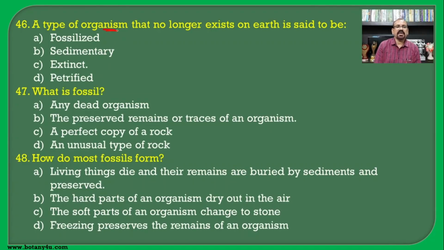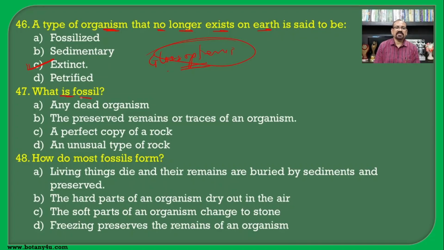A type of organism that no longer exists on the earth is known as? Say, for example, the Glossopteris is nowhere present in the world, and hence such type of organisms are considered as extinct organisms. We can even take the example of the dinosaur. Such type of organisms which are not available in the universe are known as extinct organisms.